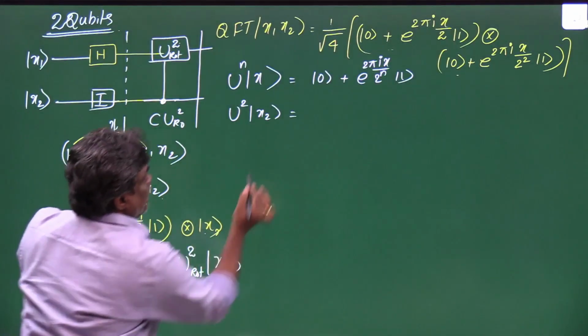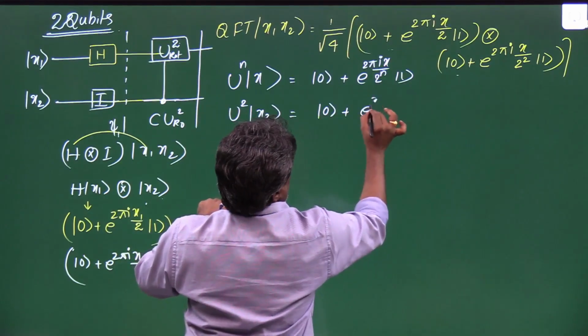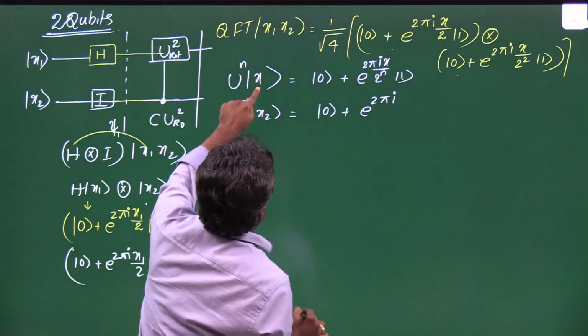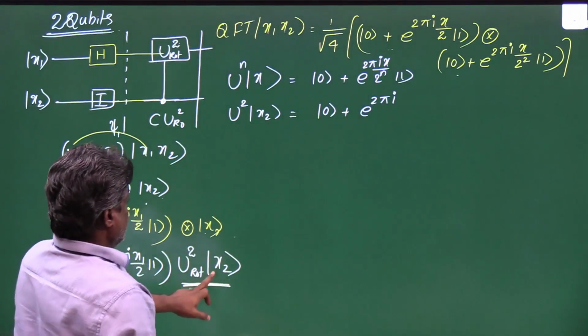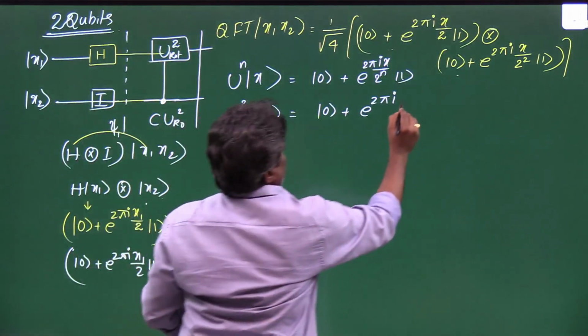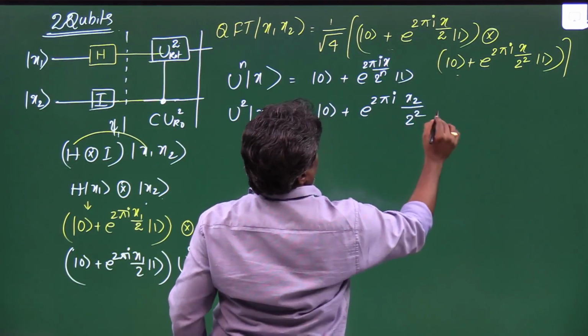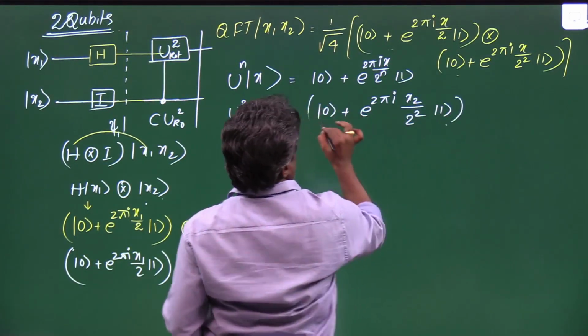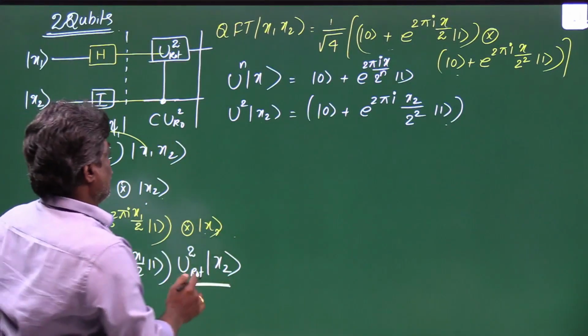x2. Okay. Now could you please tell me, 0, e raised to 2 pi i, x by 2 to the power of 2. No, not x. x2. That's it. x2 by 2 to the power of 2. That's it, into 1. Is it okay, sir? Yes, sir.